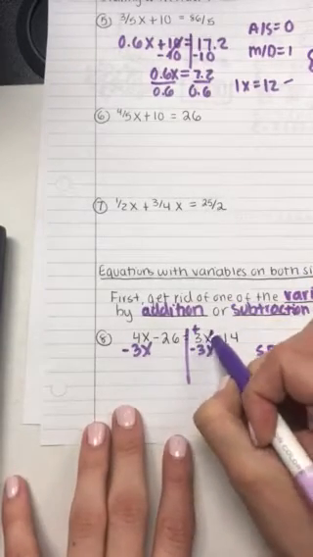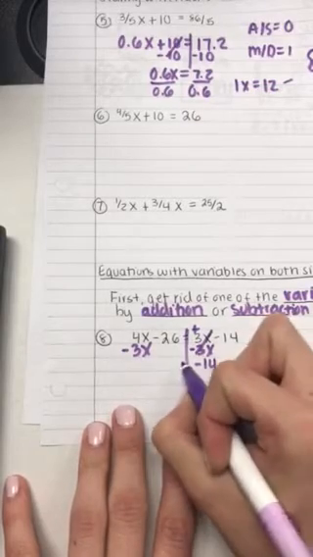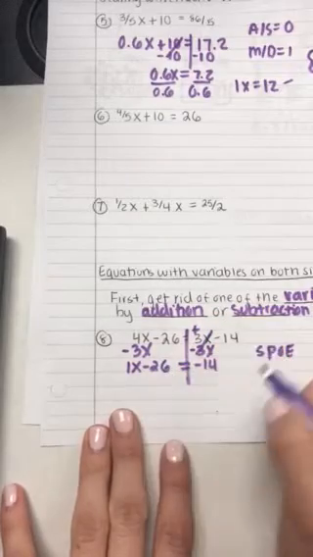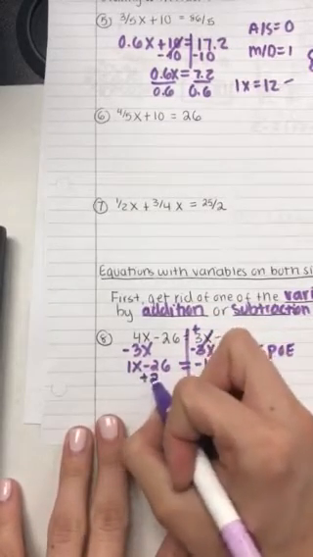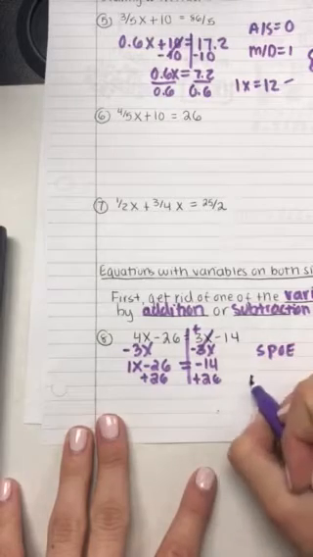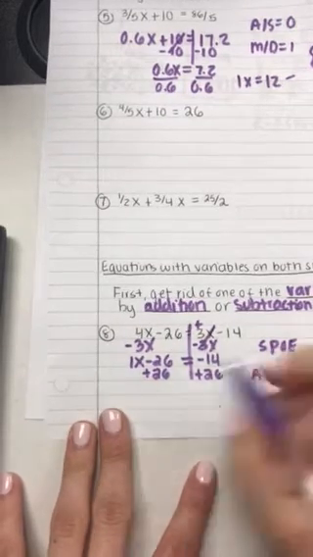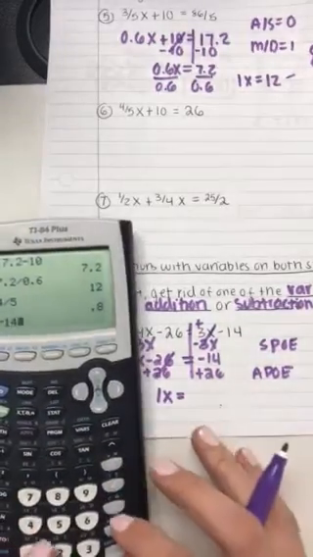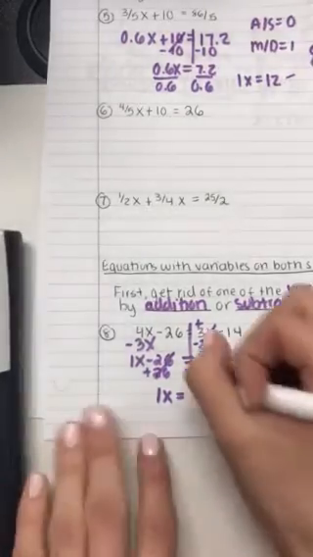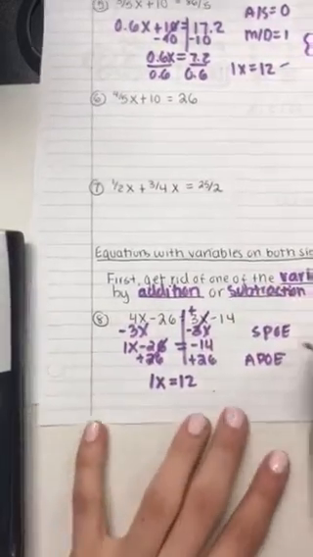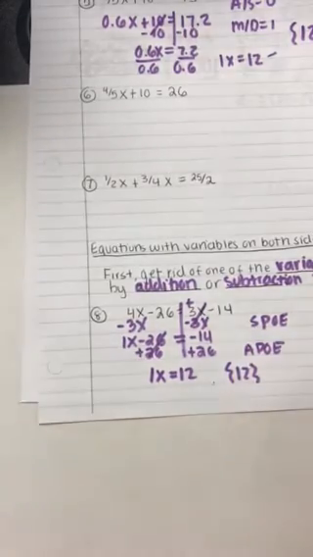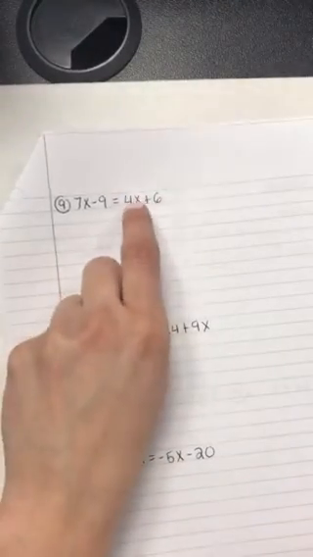Positive 3x minus 3x is 0, so I have negative 14 equals 4x minus 3x is 1x minus 26. Okay, I'm going to add 26 to both sides. I'm using the addition property of equality. I get 1x equals negative 14 plus 26. I get 12. Okay, so the solution set would be 12, and we are done. Okay, so that's what I want you to remember. You have to get rid of a variable first.